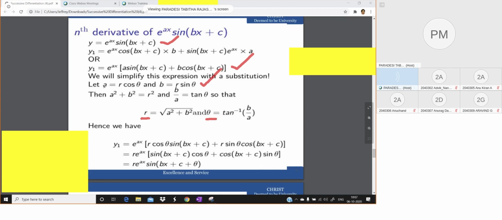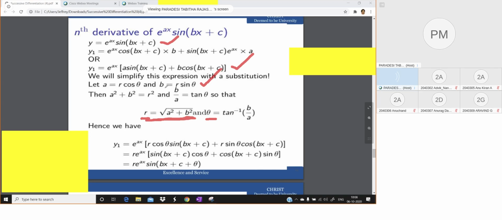Now to get r, square on both sides and add these two equations, a equal to r cos theta, b equal to r sine theta. If you square on both sides, you can see a square equal to r square cos square theta, b square equal to r square sine square theta. When you add a square plus b square, you get r square common out. Within brackets, you will get sine square theta plus cos square theta, which is nothing but 1. So a square plus b square is r square, which means r is equal to square root of a square plus b square.